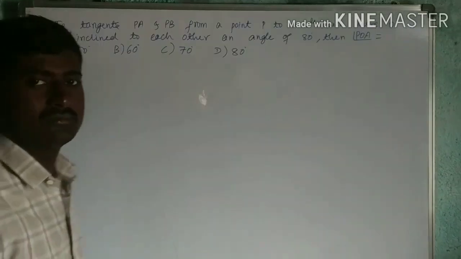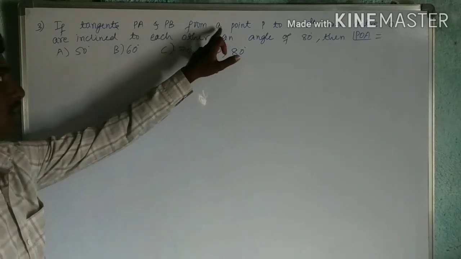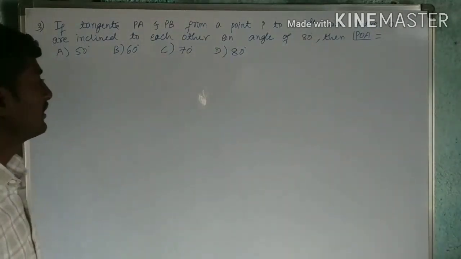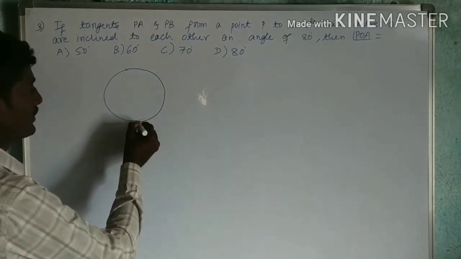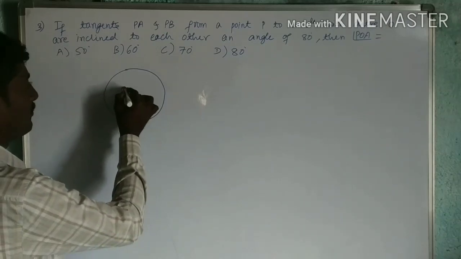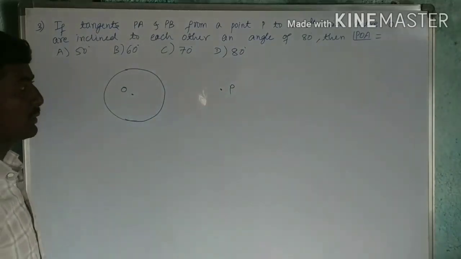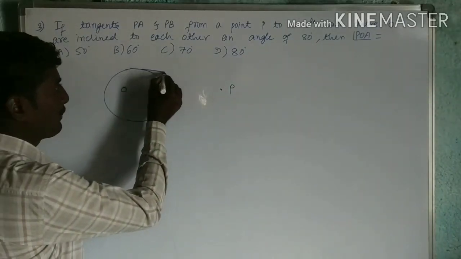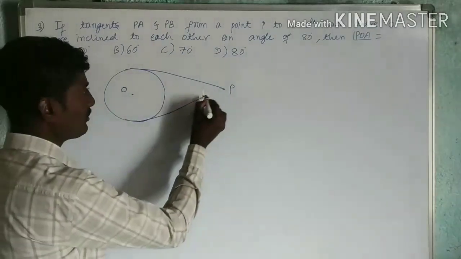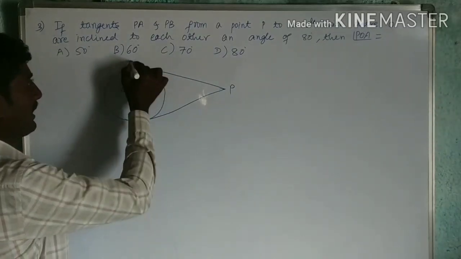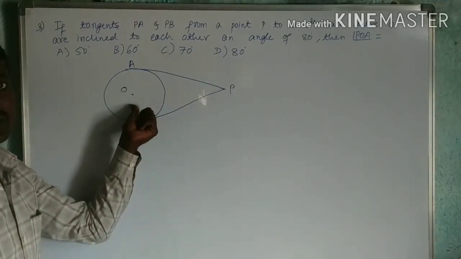Option B is right. Now I shall discuss the third question. If tangents PA and PB from a point P to a circle with center O, let us consider a circle with center O. Let us take point P here. So PA and PB are the two tangents from the point P to the circle with center O. This is PB and this is PA. These are the two tangents from the point P to the circle with center O.